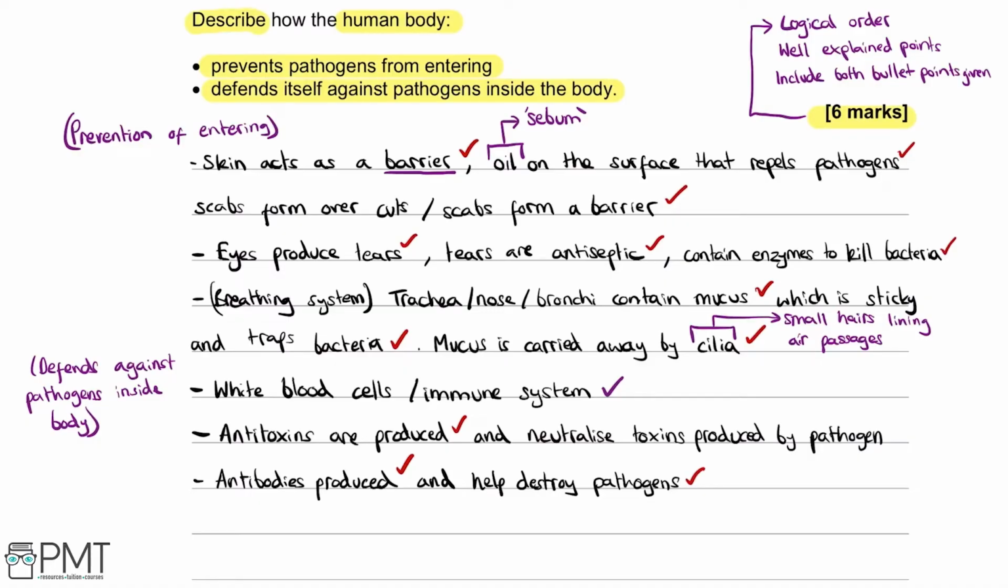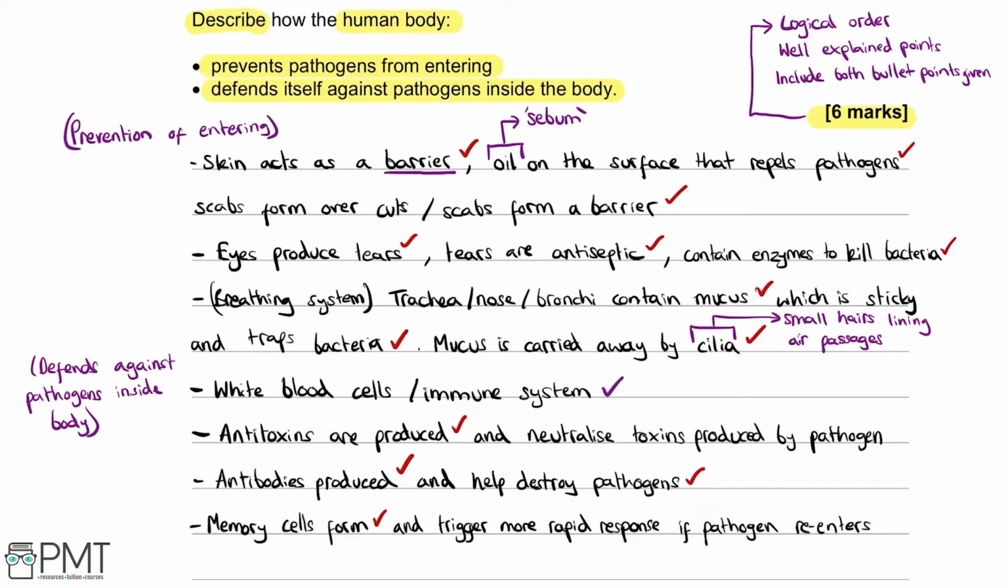Then lastly, you can talk about what's called memory cells, and these are a part of your immune response. So they recognise a pathogen that you've seen beforehand, and then should that pathogen re-enter the body, it will trigger a more rapid response to it, and it will help you to recover from the infection faster than you would have initially.